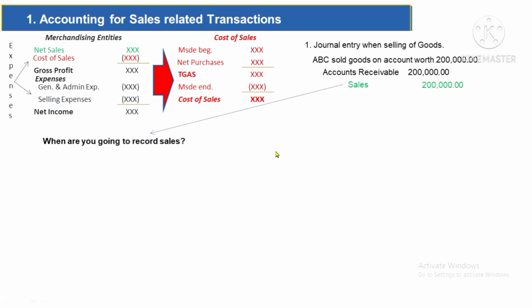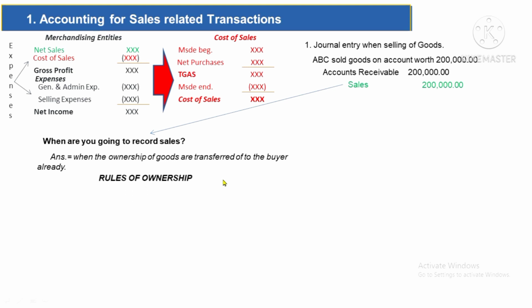The answer is, you make this entry when the ownership of the goods are transferred already to the buyer. To be specific, we have here the rules on the transfer of ownership. Number 1 is, if the goods are already in the property of the buyer, for example, you sold goods to X company and those goods already arrived in their company's premises, then you can already record debit AR or cash and then credit sales. I would like to emphasize though that the buyer's property also include its trucks or airplane if they have one.